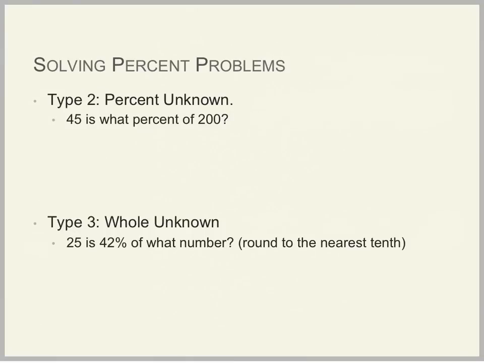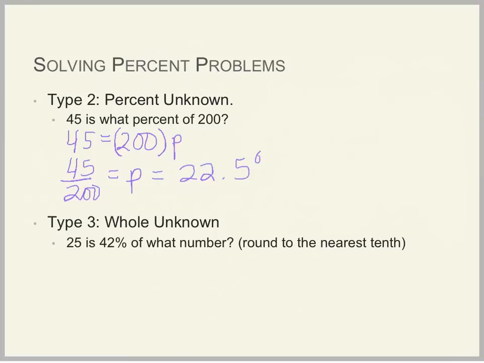Another way to write these percent problems is where we don't know the percent. 45 is what percent of 200? We could say that that is 45 equals, we don't know the percent, the whole is 200, times some percent, we can call that P. We can also remember that percent is part over whole, so we can write this as 45 divided by 200 equals our percentage, or our percentage is 22.5%.